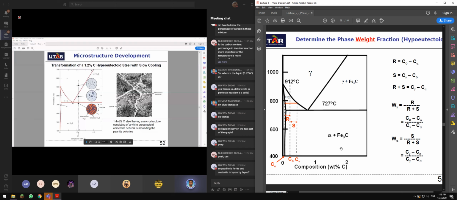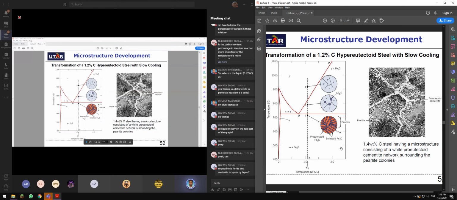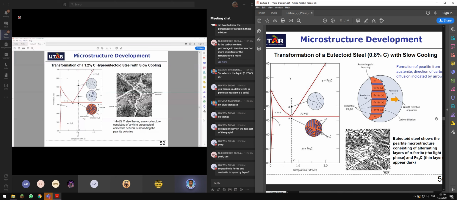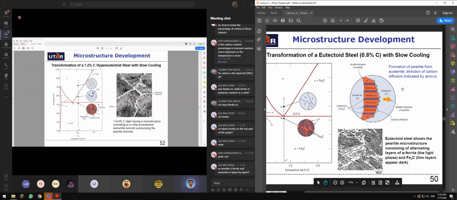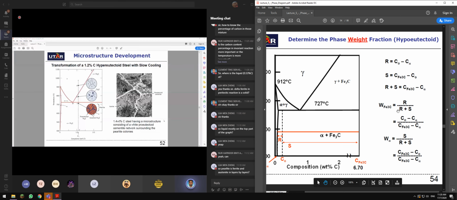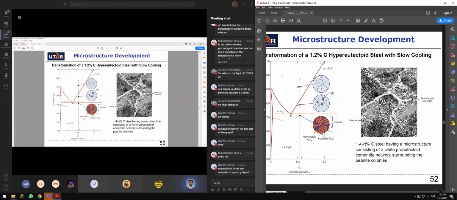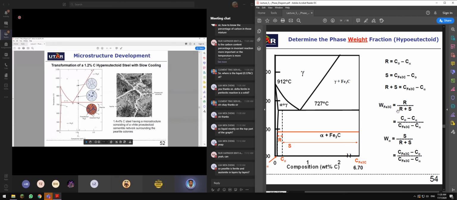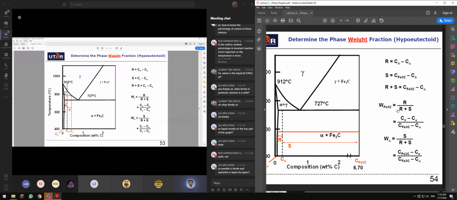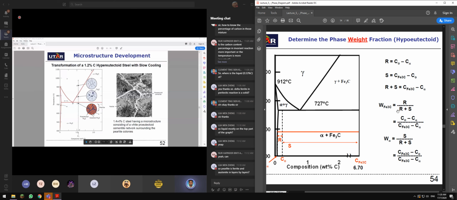Okay, guys, there's a question. So pearlite is ferrite and austenite layer by layer? Yes, pearlite is ferrite and cementite in layers, layer by layer, symmetrically. Can you understand, guys?